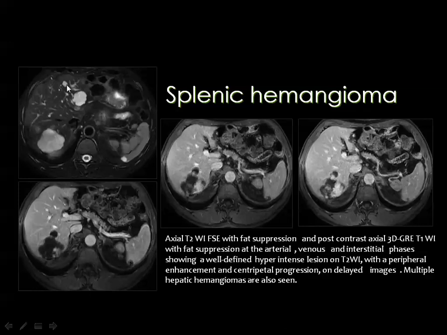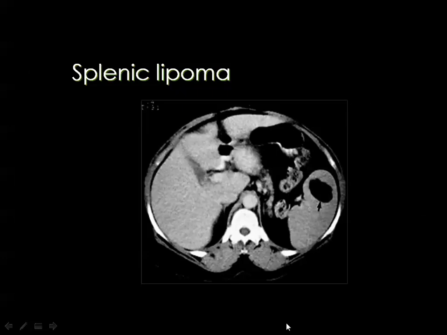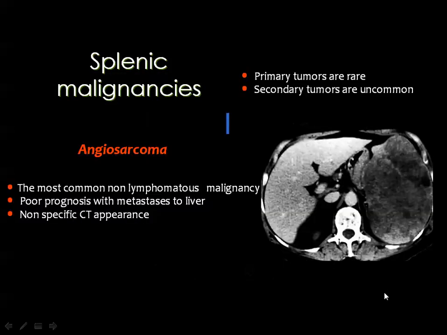In the liver, you have three hemangiomas. One is very small, one medium size, and one large. And they show the classic appearance of peripheral nodular contrast enhancement. And in the spleen, you have a very small hemangioma in the posterior wall of the spleen. Also, you can see fat-containing lesions in the spleen and in the liver, and this is just a lipoma of the spleen. Then we come to the malignant lesions, and you should know that primary malignant lesions of the spleen are rare, and splenic metastases are uncommon.